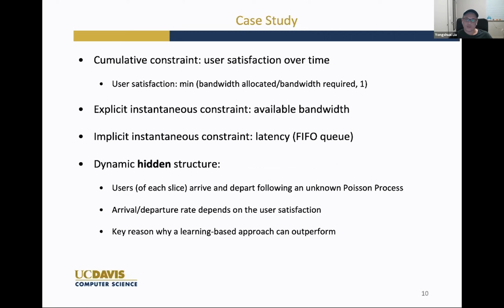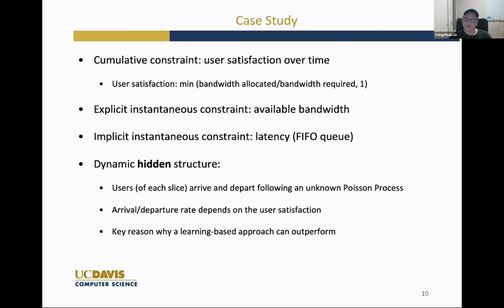The cumulative constraint is the user satisfaction over time. We define the user satisfaction at each time slot as follows: it's the bandwidth allocated to this user divided by the bandwidth it requires, so of course it cannot be larger than 1. We also consider two types of instantaneous constraints. The first one is the bandwidth constraint: the bandwidth allocated to all network slices cannot be more than what we have. The second one is the latency requirement of the users.